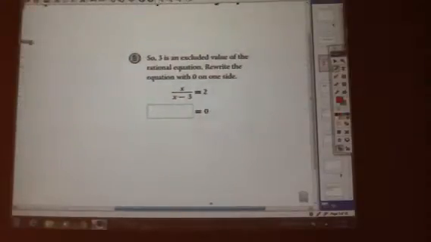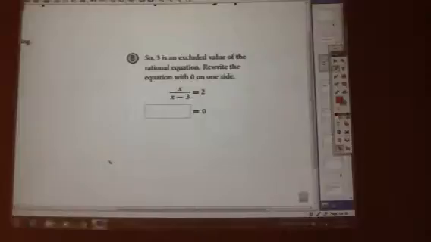Part B. So 3 is an excluded value of the rational equation. Rewrite the equation with 0 on one side. So I'm going to move the 2 to the other side. When you move it to the other side, it makes it negative. So x over x minus 3 minus 2 equals 0. Now I can't put that minus 2 up with the x in the numerator, and I can't put it with the x minus 3 in the denominator. It's just kind of by itself.